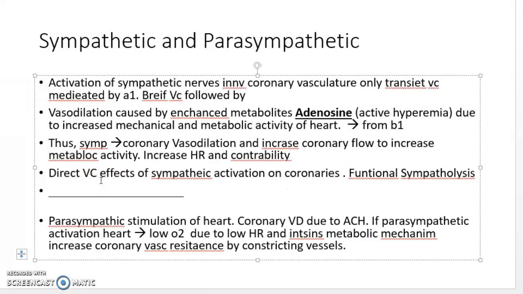And there's going to be direct vasoconstriction effects with sympathetic activation on the coronary arteries. So not only does it innervate the heart, but it can also have a direct effect, and this is known as functional sympatholysis. And the parasympathetic, as we know, is all vasodilation, lowering the heart rate, lowering contractility.